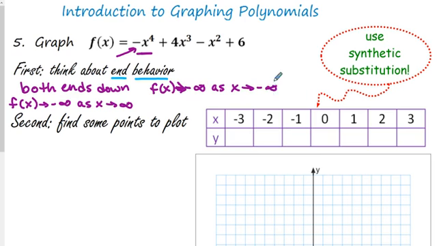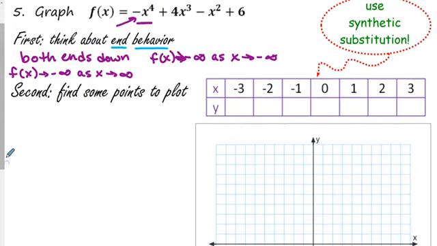Now, we know that, and we're also going to plot some points to get a rough idea of what this graph looks like. We're going to build on these ideas as we go through this chapter, and we're going to get more and more information to help us graph, but for now we're just using synthetic substitution to get us some points and the end behavior.